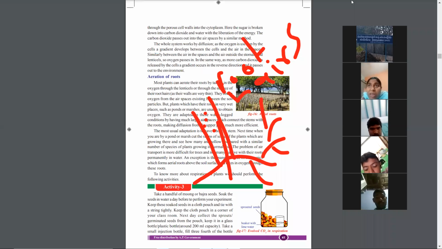So they have a separate system. How they take up the oxygen is because of the air spaces. There exist air spaces in between the soil particles. I told you in the previous class how there is a connection between the air spaces and the outside through the stomata. So this creates a concentration gradient. Because of that concentration gradient, through the diffusion process they take up the oxygen. So this is in the case of normal cases, how they take up the oxygen.